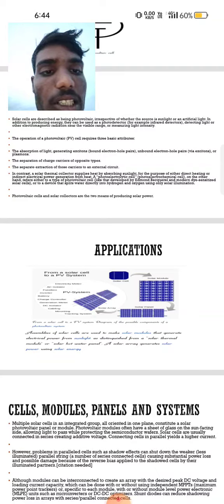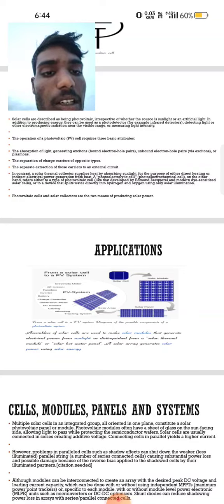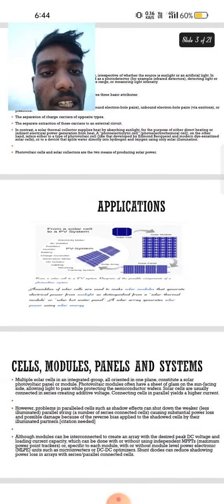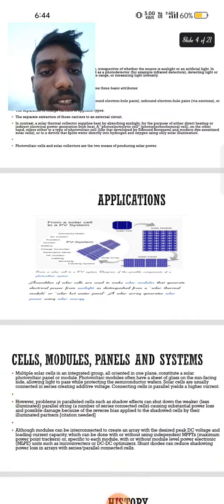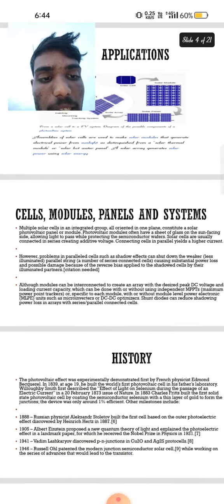A photoelectrolytic cell, on the other hand, refers either to a type of photovoltaic cell like that developed by Edmond Becquerel and modern dye-sensitized solar cells, or to a device that splits water directly into hydrogen and oxygen using only solar illumination. Photovoltaic cells and solar collectors are the two means of producing solar power. Cells, modules, panels, and systems.